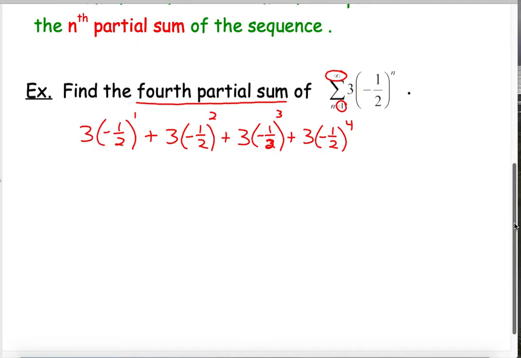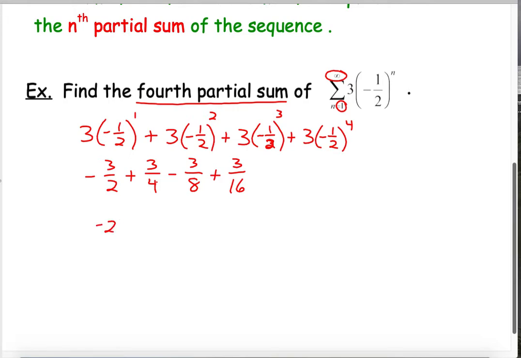And then we can go ahead and simplify this. So I have negative 3/2 plus 3/4 minus 3/8 plus 3/16. And then I'd have to get a common denominator. So that would be 16. So I'm going to have to multiply the first fraction by 8 over 8.